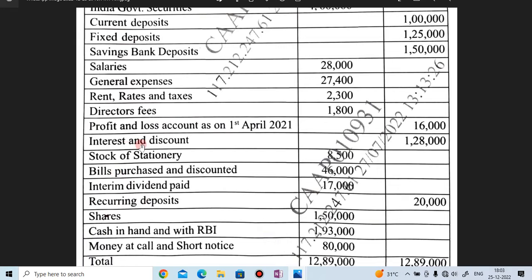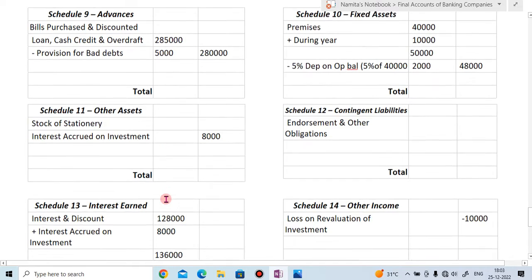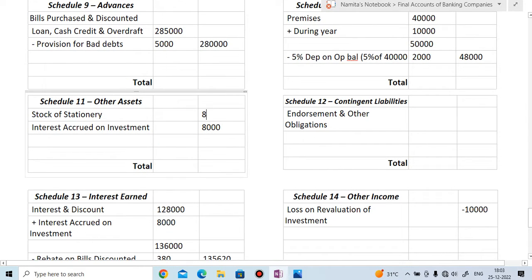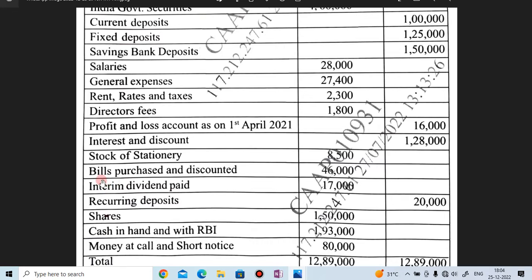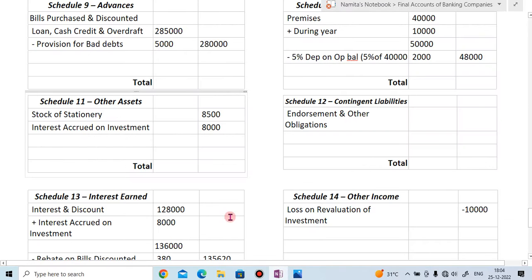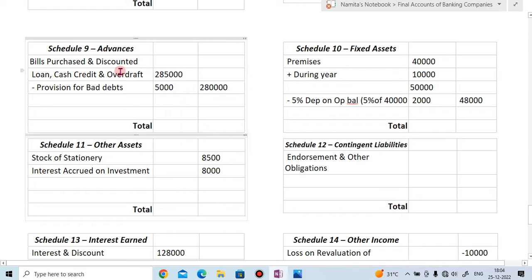Now next is what? After interest and discount, adjustment is also solved. Stock of stationery 8,500. Stock of stationery schedule number 11, okay. After stock of stationery, next is bill purchase and discount 46,000. Bill purchase and discount schedule number 9, advances, okay. So bill purchased and discount, there is no adjustment, so directly write in the outer column 46,000.